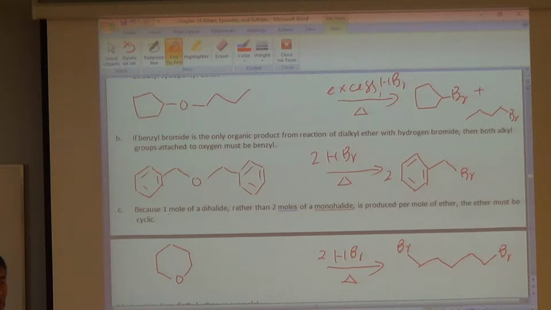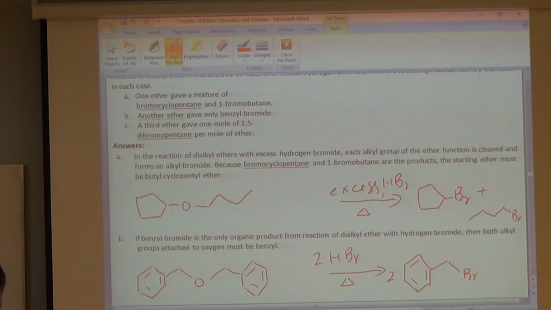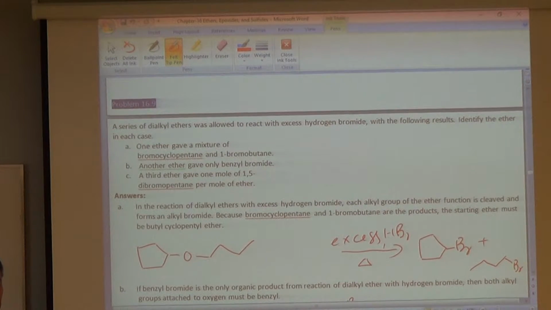Get on to that section, the reactivity of ether. Okay? And this is the problem, we're looking for problem 16.9. I think, okay.